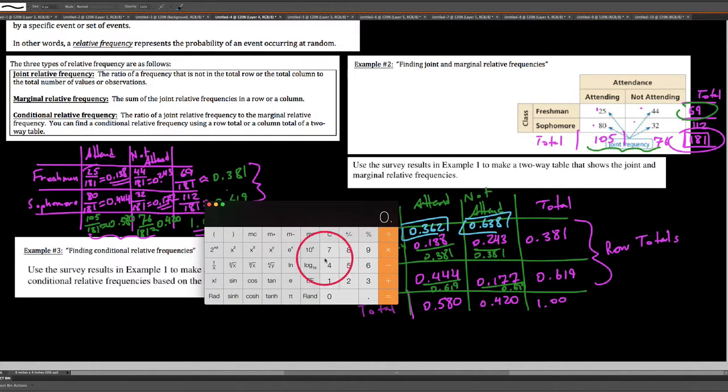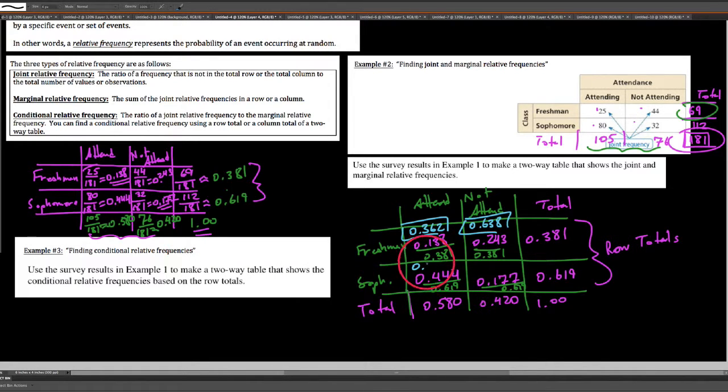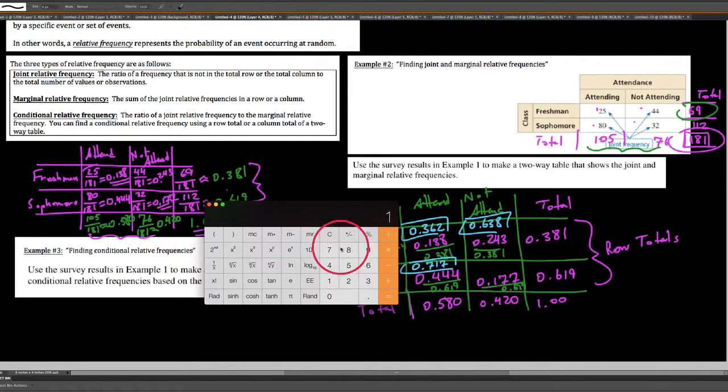Down here we'll take our 0.444 divided by 0.619, and we end up with a conditional relative frequency of 71.7%, so about 0.717. Then down here, when we take 0.177 divided by 0.619, we get roughly 0.286.